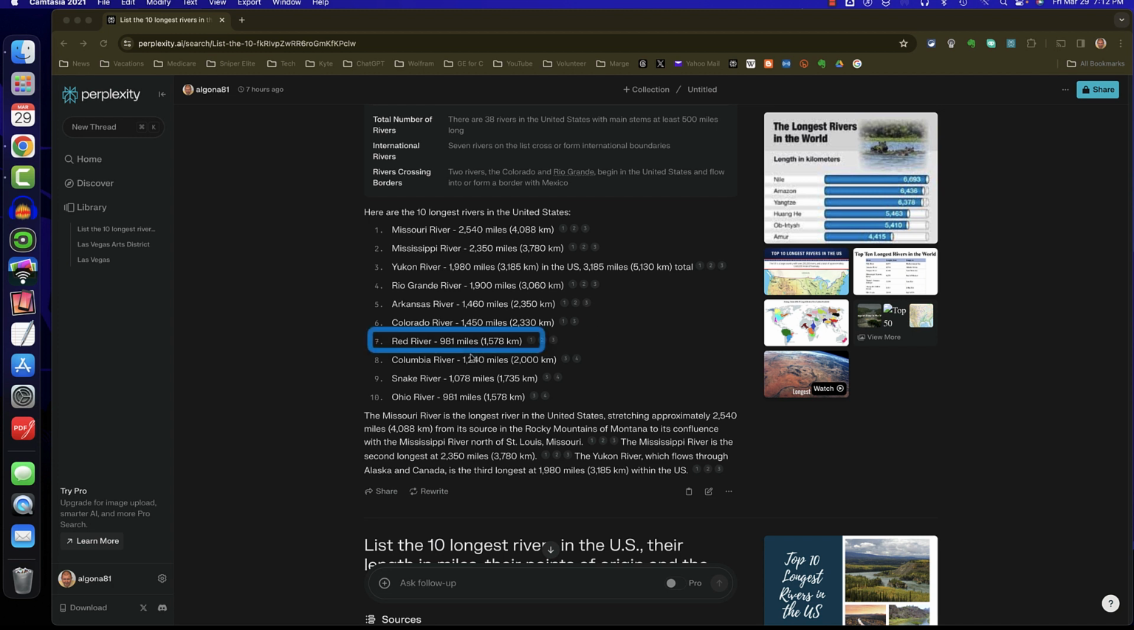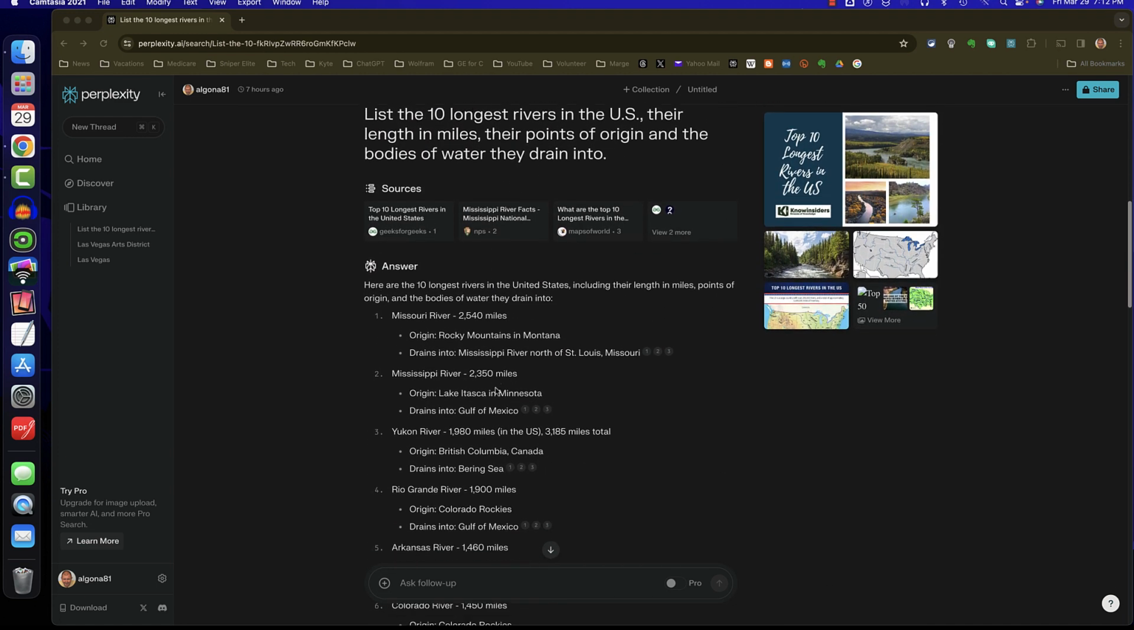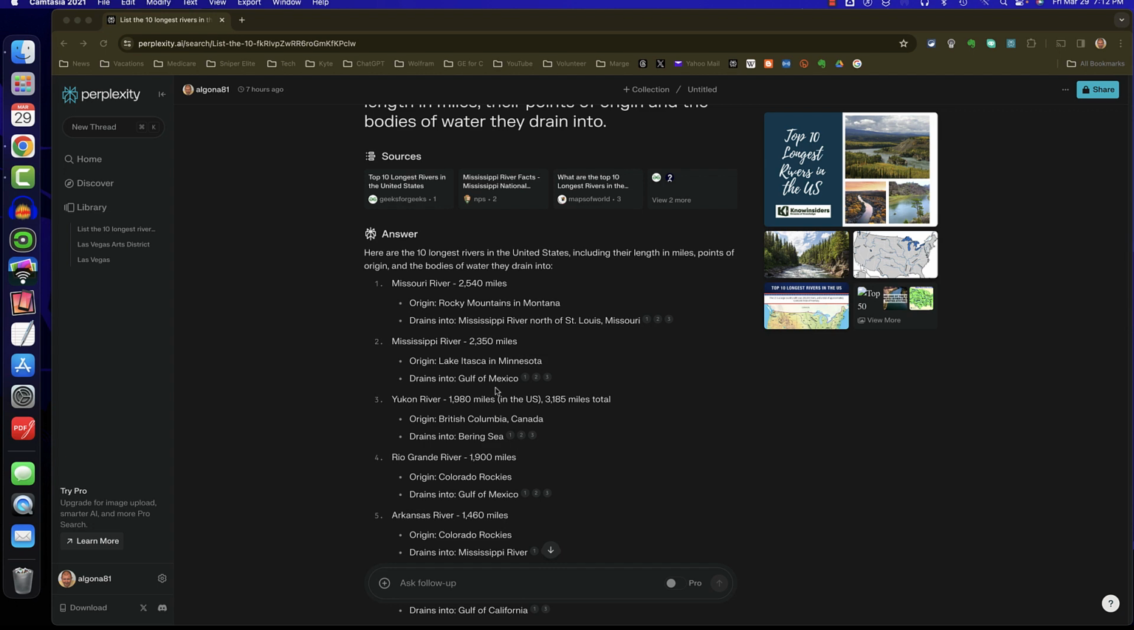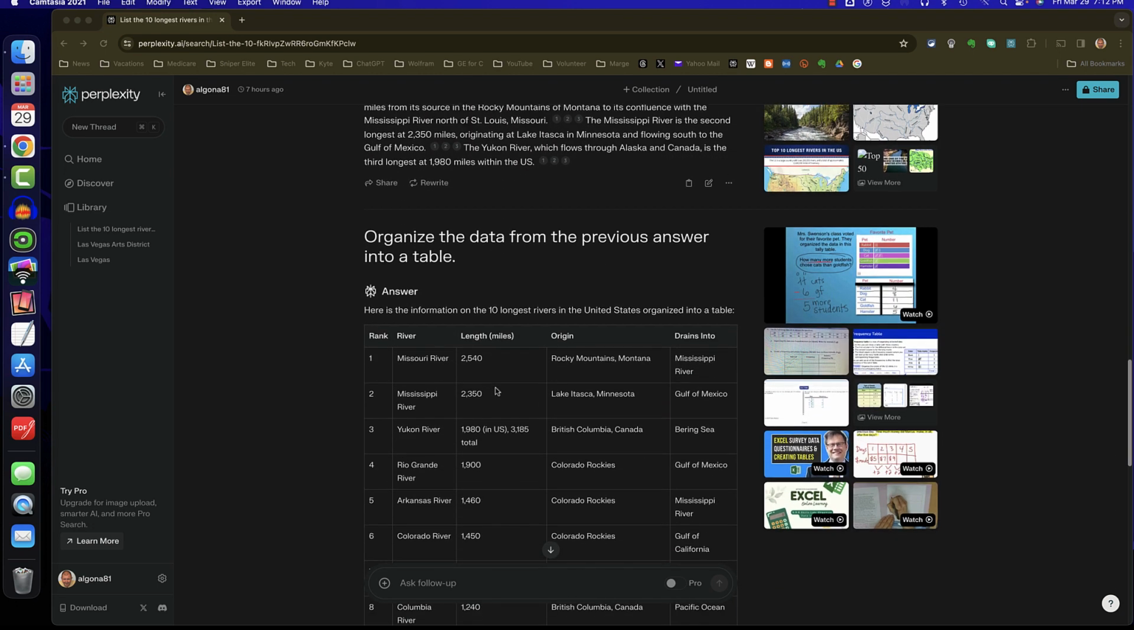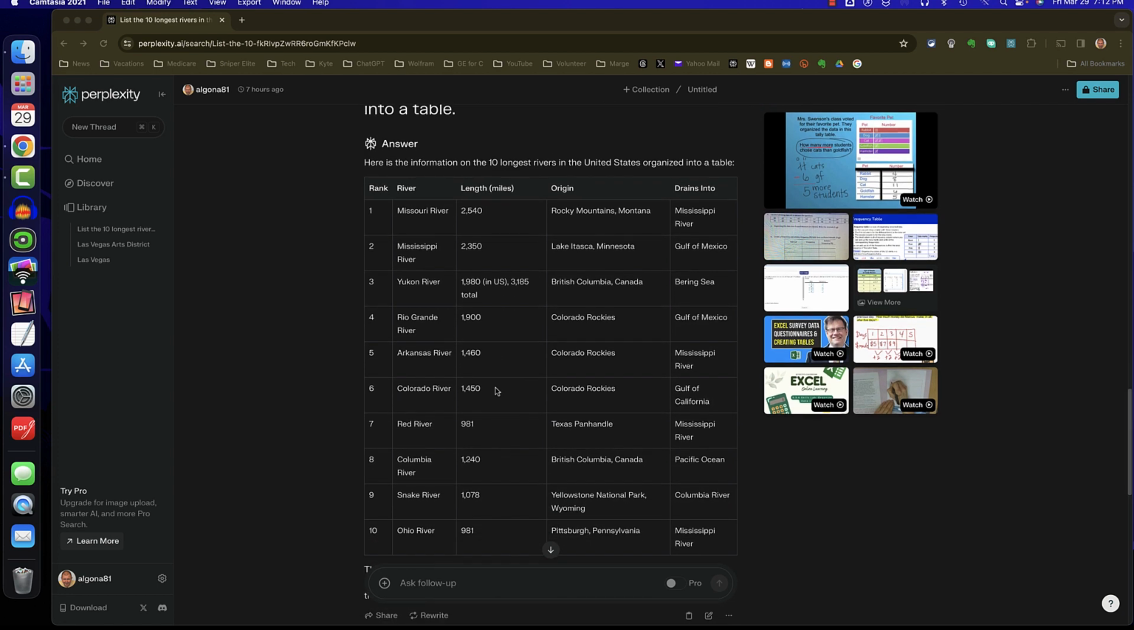But I noticed that it put the Red River at number 7 with a length of 981 miles, but numbers 8 and 9, the Columbia River and the Snake River, are longer than the Red River. And then I asked it for more information about the 10 longest rivers, and then I asked it to take that data and put it into a table, and it kept making the same mistake. It put the Red River at number 7 with the length of 981 miles, even though number 8 and 9, the Columbia River and the Snake River, are longer.